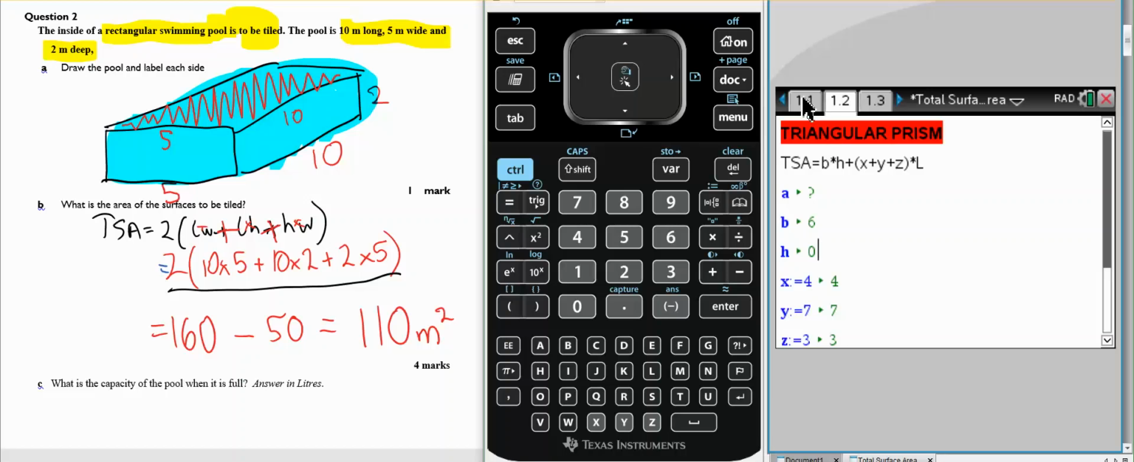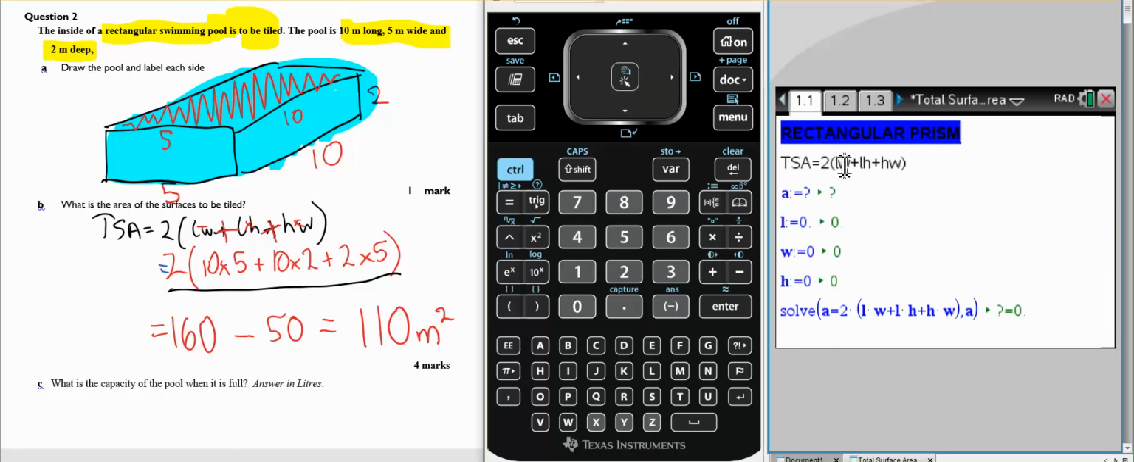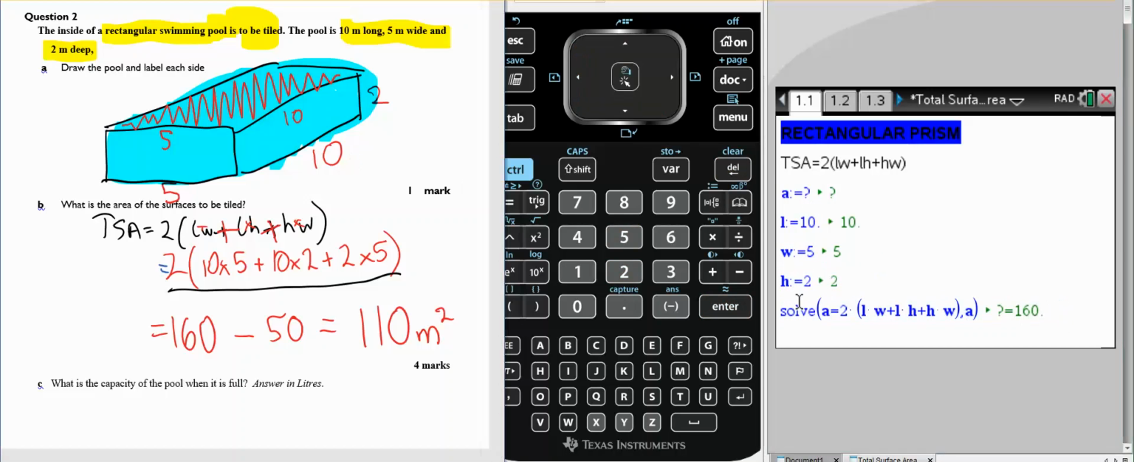The other way we could have done this is to have gone to the rectangular prism page for total surface area and filled in the gaps. So we're trying to work out the area. The length we said was 10, the width was 5, the height was 2. That gives us an answer of 160 for all of it, and then you would have had to manually, as I said, take off that 10 by 5 top part, so that we've worked it out to be 110 metres squared.